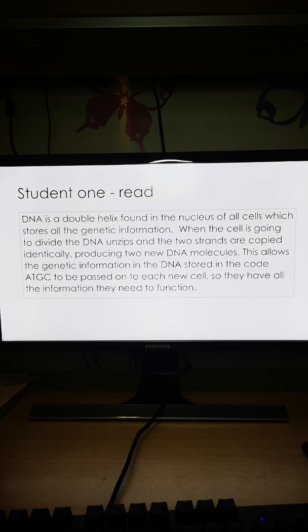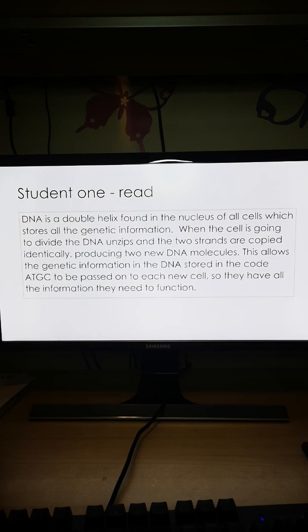So this is student 1. DNA is a double helix found in the nucleus of all cells, which stores all the genetic information. When the cell is going to divide, the DNA unzips and 2 strands are copied identically, producing 2 new daughter molecules. This allows the genetic information in the DNA stored in the code ATGC to be passed on to each new cell, so they have all the information they need to function.